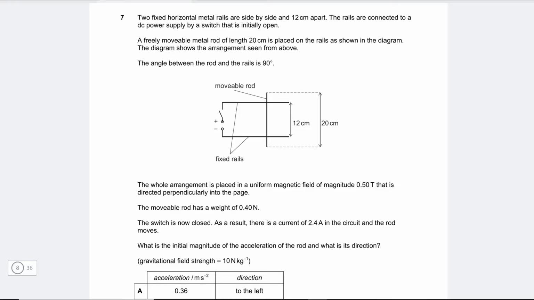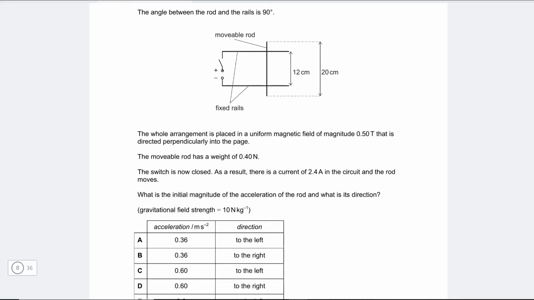Okay guys, on to question 7. We have two fixed horizontal metal rails which are side by side 12 centimeters apart as shown, and they're connected to a DC power switch that is initially left open. We have a freely movable metal rod of length 20 centimeters placed on the rails as shown in the diagram, and the angle between them is 90 degrees.